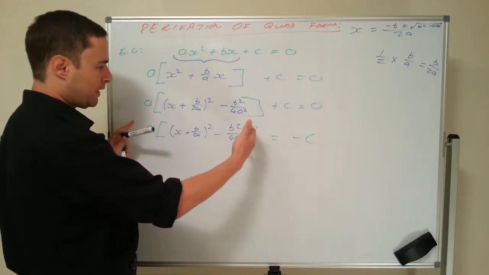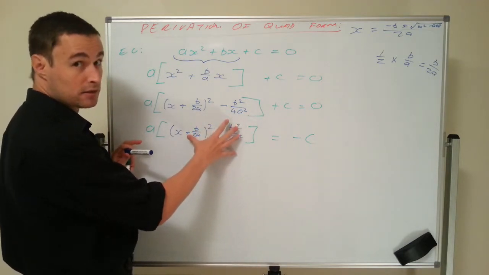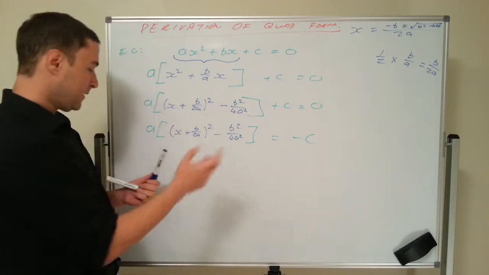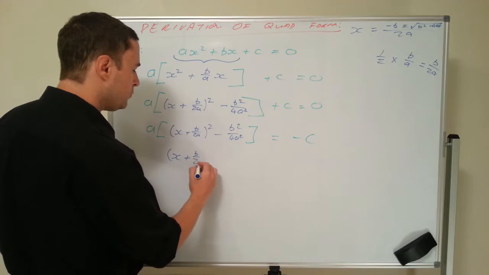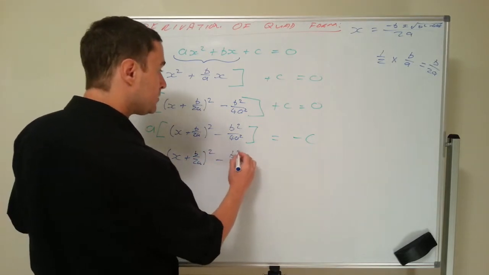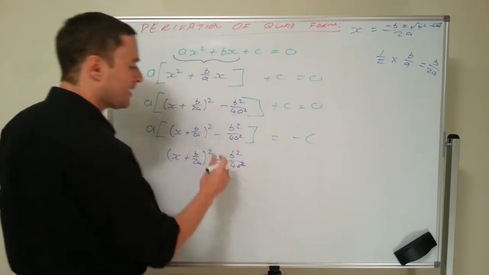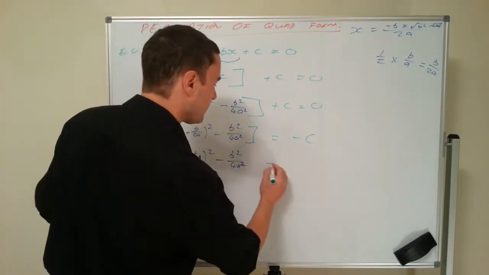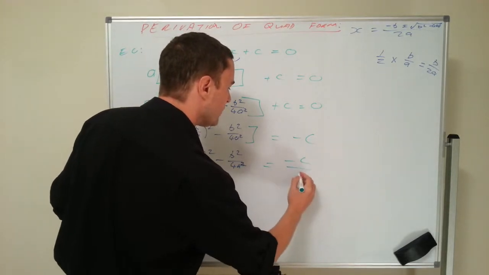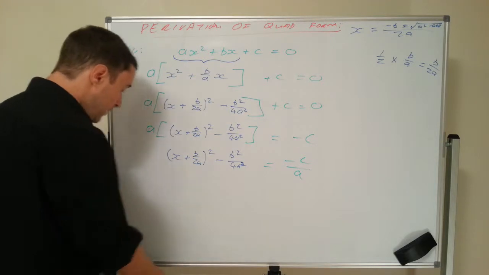If I reverse BIDMAS, I can't get rid of this. I have to get rid of multiplication, because this is in brackets. Opposite of times by a is divide by a. So I've got x plus b over 2a all squared minus b squared over 4a squared, equals minus c over a. I've just divided by that a. You're with me? Okay, great. Now we're getting closer.